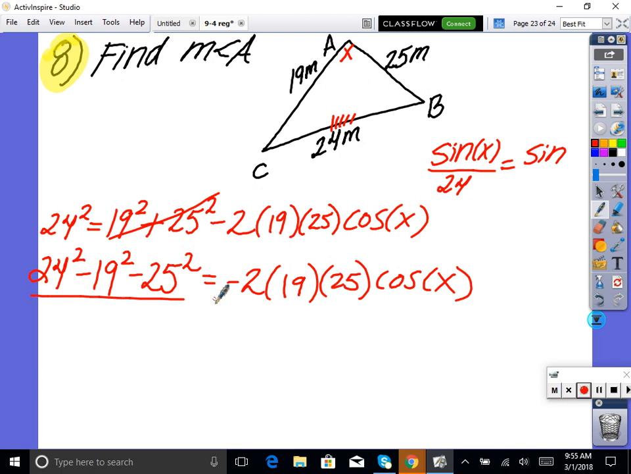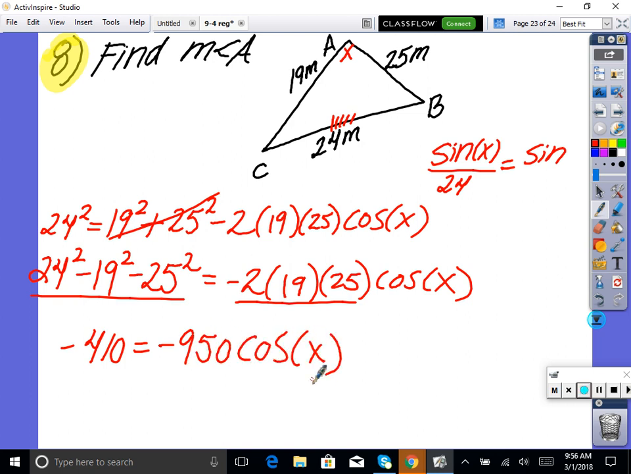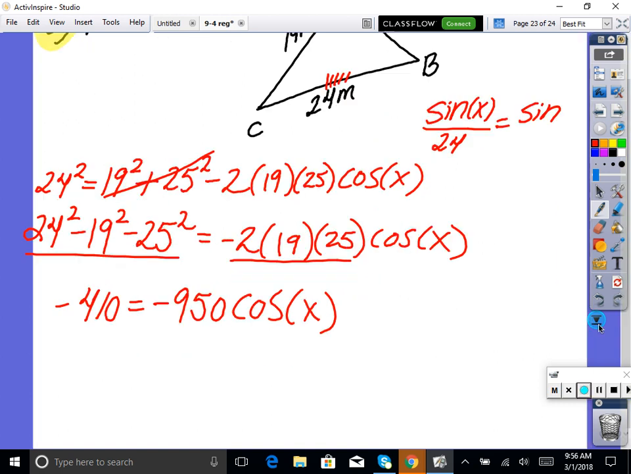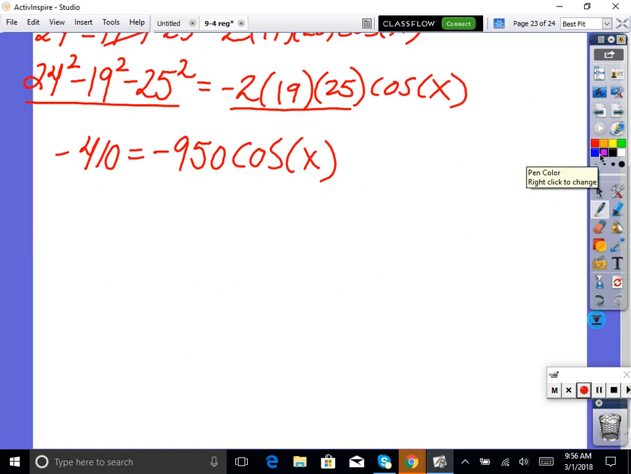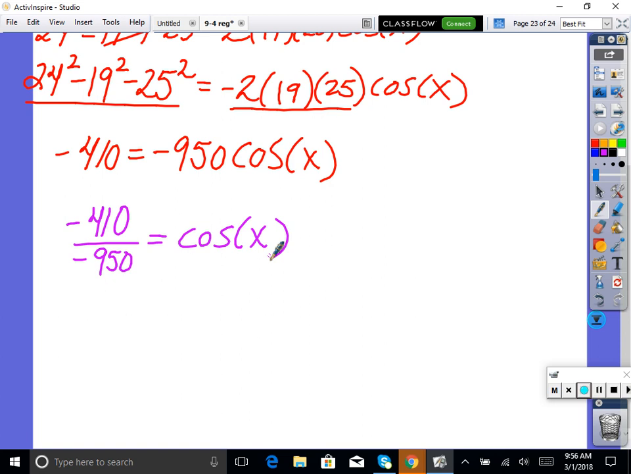So whatever that is, let's calculate that. We have negative 410 is equal to, let's calculate that. I also got that. Negative 950, and then we have cosine of x trapped inside. So now we'll divide both sides by negative 950. So we have negative 410 divided by negative 950 equals cosine of x. And then to get x alone in this particular problem, I have to inverse both sides because it's trapped inside.